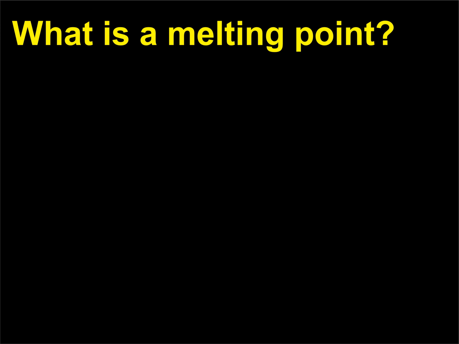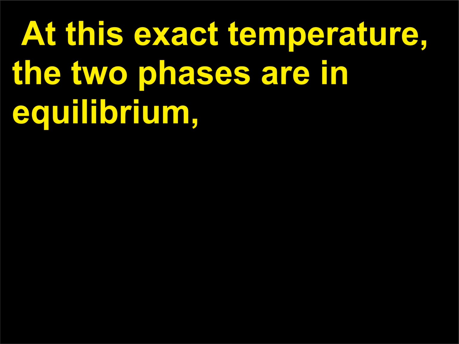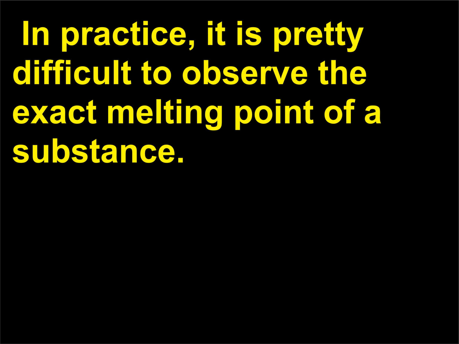What is a melting point? The melting point is the temperature at which a substance changes from the solid state to the liquid state. At this exact temperature, the two phases are in equilibrium. So fractions of the sample are constantly moving between the two phases of matter. In practice, it is pretty difficult to observe the exact melting point of a substance.